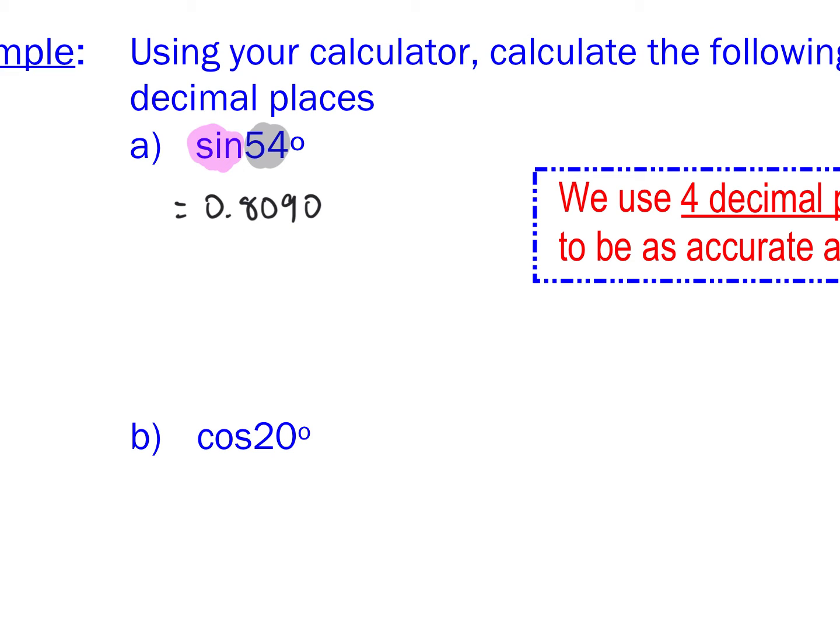If you got that, great. If you didn't, take a step back, try to enter 54 first maybe, then sine, and make sure you get 0.8090. Also, just another reminder, your calculator does need to be in degree mode. There's also a radian mode. That's not going to be helpful for us in this class.